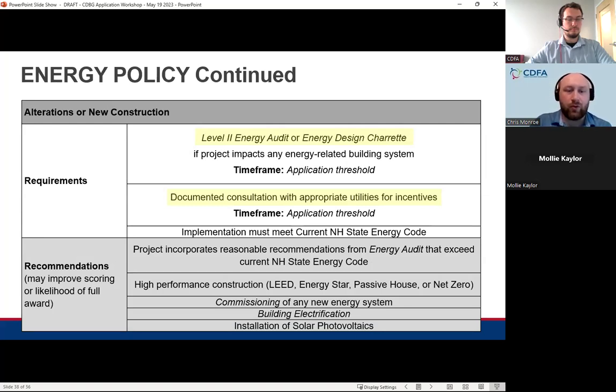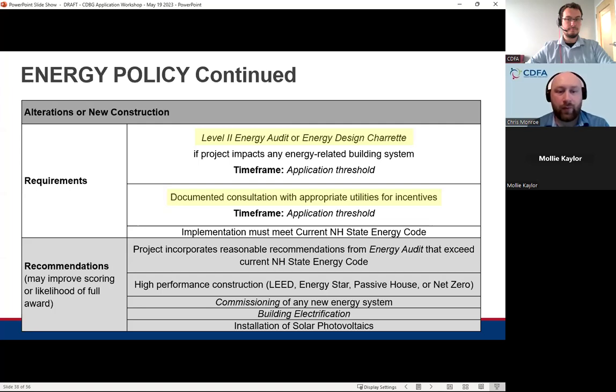We want to make sure you don't leave potential funding on the table, as these funds could help improve the project design and future savings. We also have a set of recommendations, which you can see below. First is that projects try to incorporate any recommendations above energy code into their final design or equipment purchases. Second, we encourage high performance construction following guidelines to meet any of those standards.